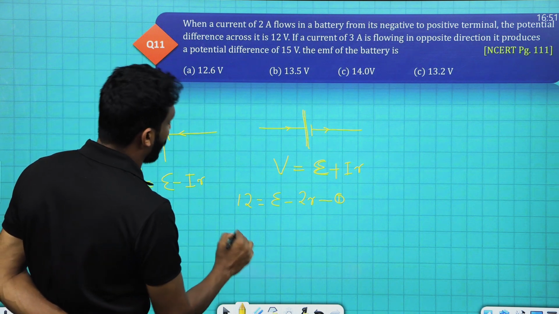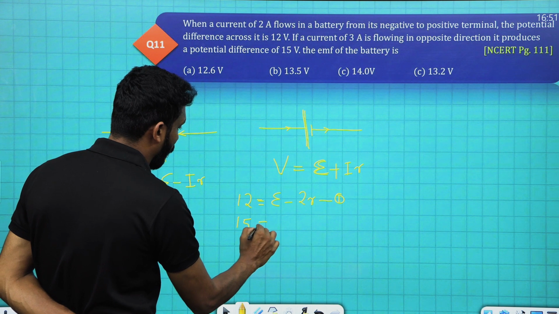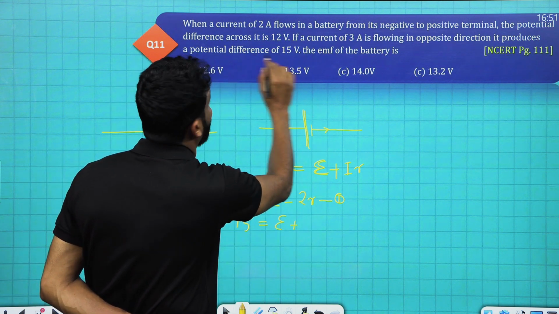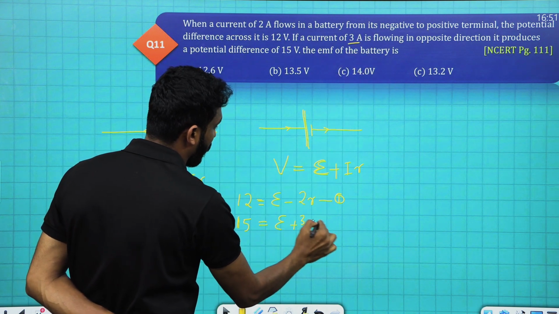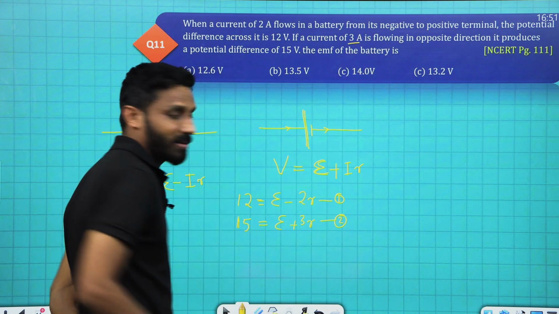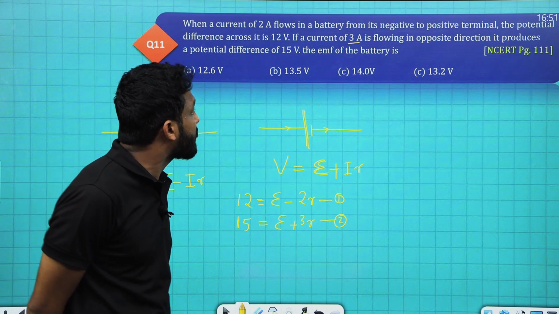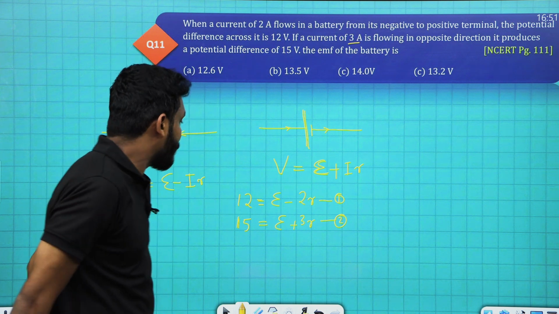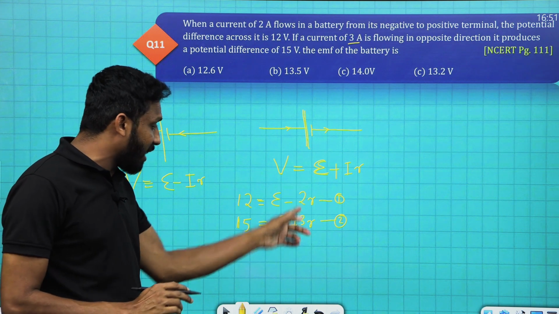The second situation, in this case, 15 is equal to E plus, now the current is 3. Current is 3 ampere in the second situation, 3R. Clear? Yes. We got 2 linear equations. Now what is to be calculated? The EMF of the battery is to be calculated. So we can eliminate this internal resistance.